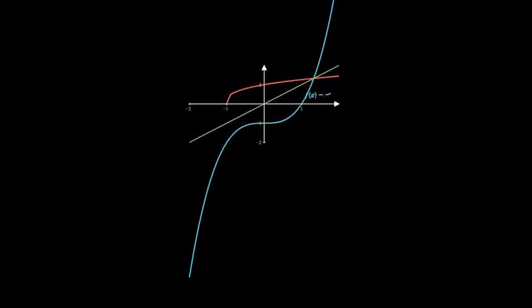The blue curve shows our original function f(x) = x³ − 1, and the red curve shows its inverse function. Notice how they are reflections of each other across the line y = x, shown in green.